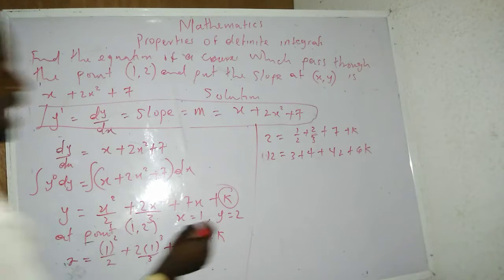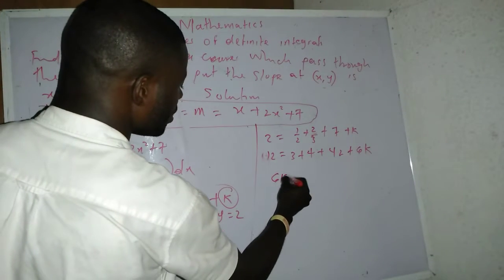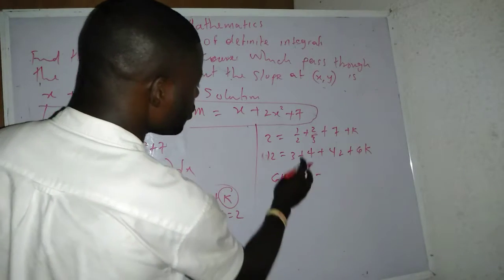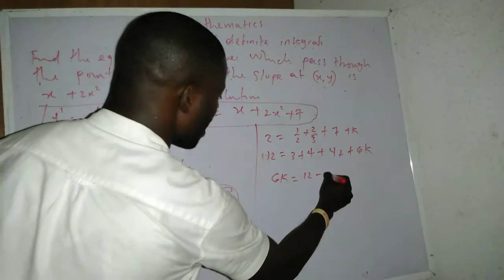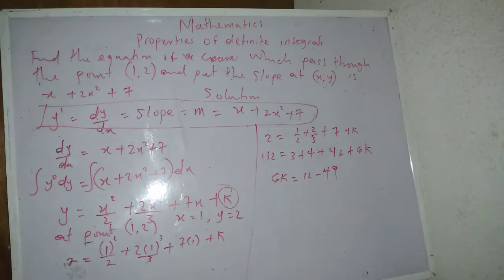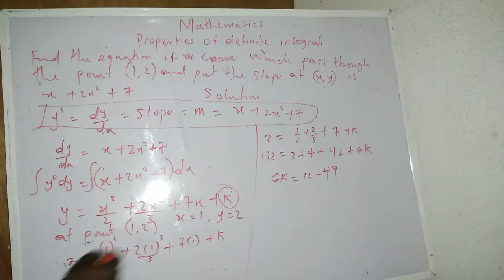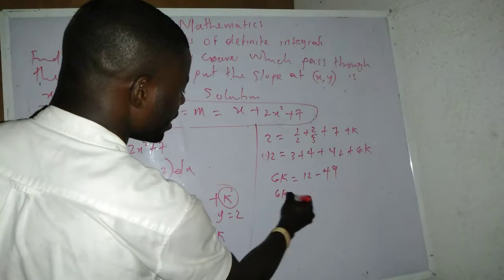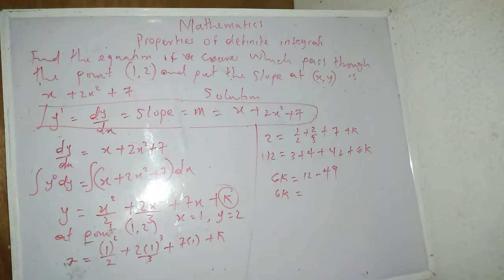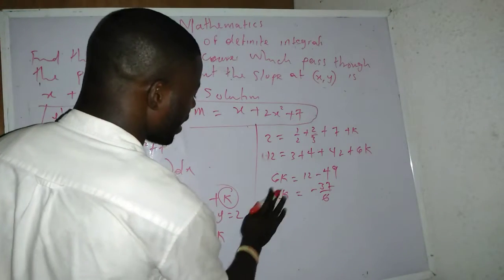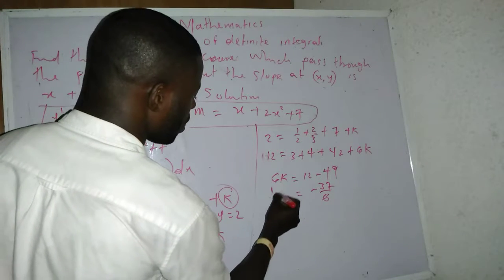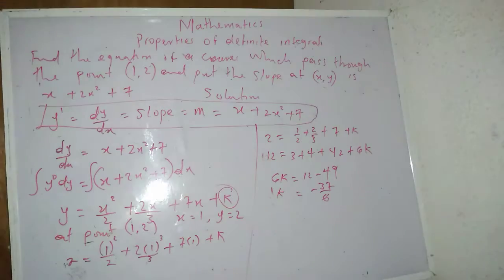Since I have that, my 6k equals 12 minus 3 minus 4 minus 42, which is 12 minus 49. Take away 49 from 12, it will be minus 37. Divide both sides by 6, and my k will be equal to minus 37 over 6.